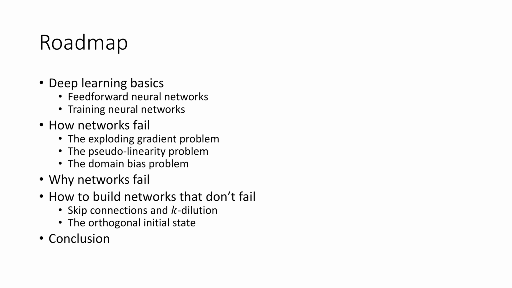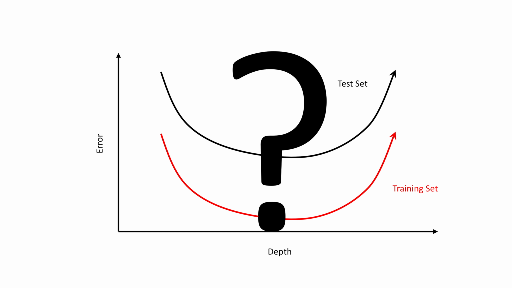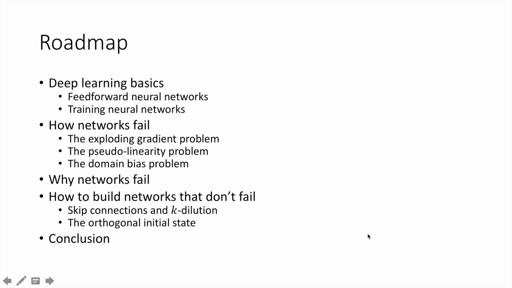The talk has three main sections: how networks fail, why networks fail, and how to build networks that don't fail. By fail, we simply mean encountering this pathology here, where the depth of the network, the training error, and test error are higher than necessary. We'll end with a conclusion.